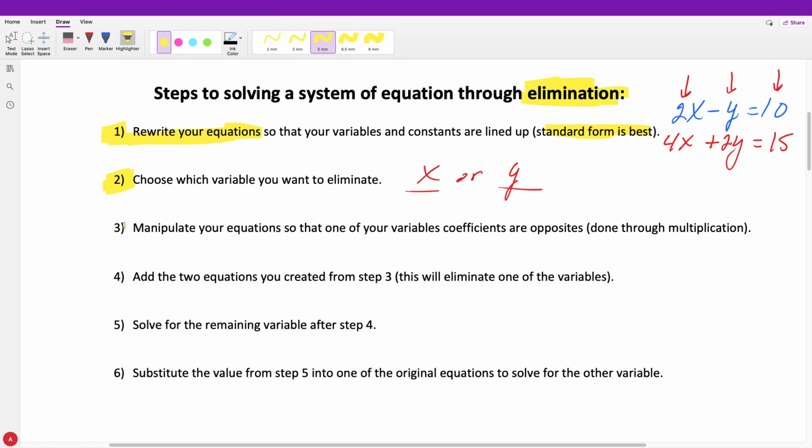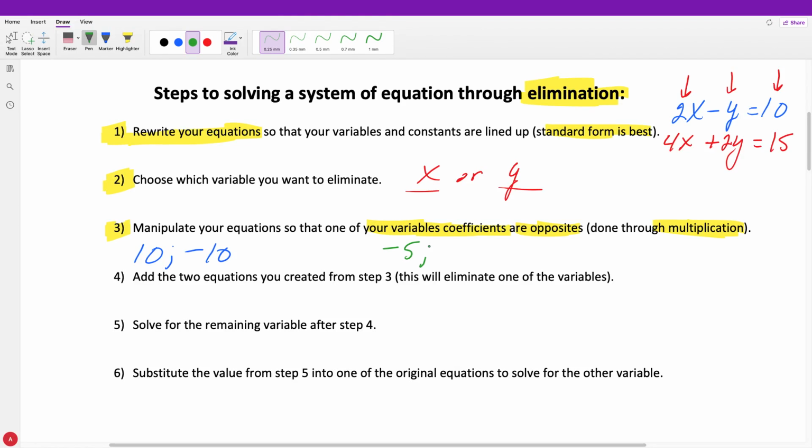Then the next thing that you're going to do is manipulate your equations so that one of your variables' coefficients, that's the number in front of our variable, are opposites. And we will do this through multiplication. And in case you don't remember, what are opposites? Well, the opposite of 10 is negative 10. The opposite of negative 5 is positive 5. The opposite of 1/2 is a negative 1/2.